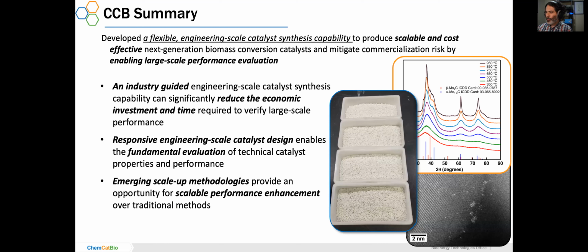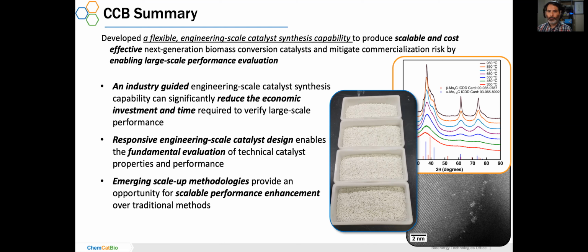So I'll leave this summary slide up for anybody to ask any questions, but effectively what we have here is an industrial guided engineering scale catalyst synthesis capability developed within BETO funded resources and put to bear within ChemCatBio's problems associated with catalyst risk and commercialization. And so I think in the interest of time, I'll stop there. And I think, Ryan, I'm going to hand it over to you and we're going to field some questions.